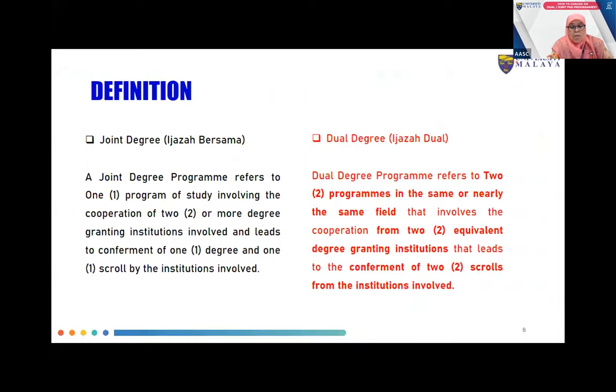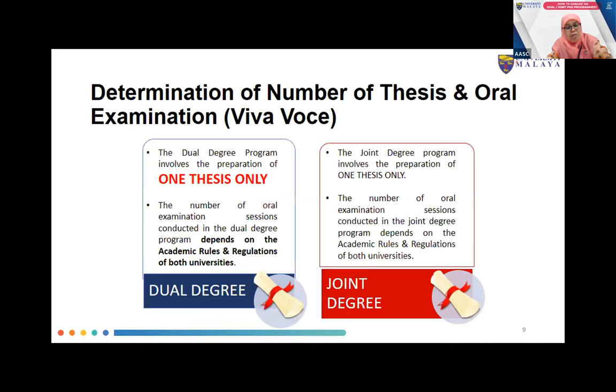Okay. Now, this is the comparison between the joint degree and dual degree. What we mean by dual degree is that we have two programs in the same or nearly the same field to collaborate, and it's much easier for students to expand their research activities using both universities' facilities and support. At the end of the day, it leads to the completion of two degrees from both institutions. This is very important. It's quite attractive to all of us, having two degrees within the same duration. Later, I will show you how the degrees look.